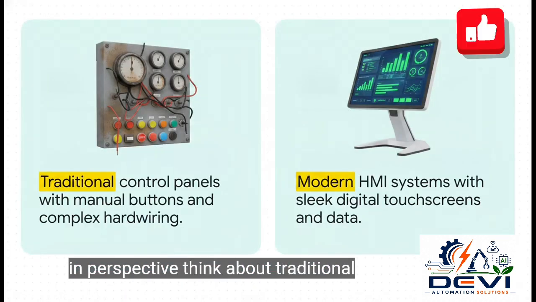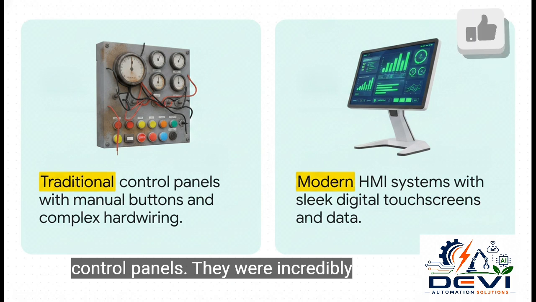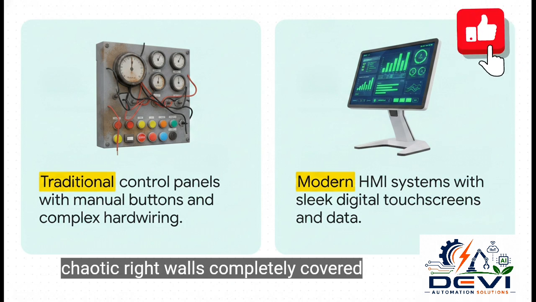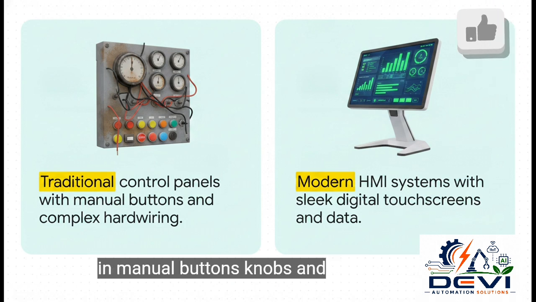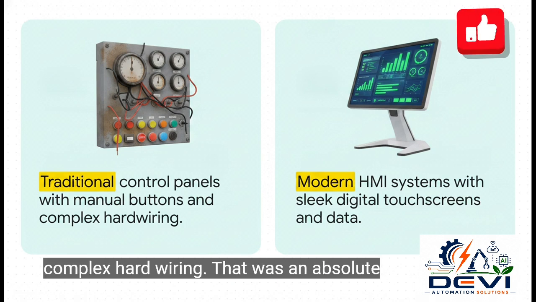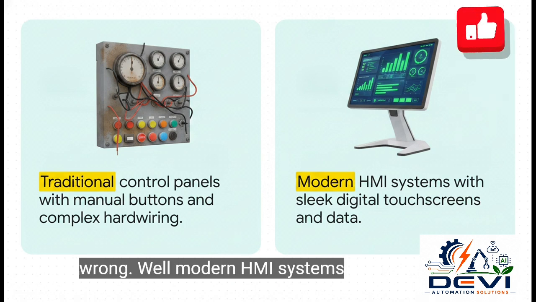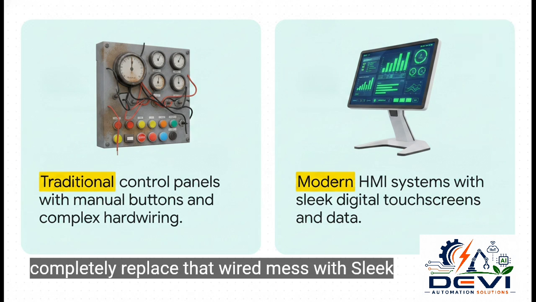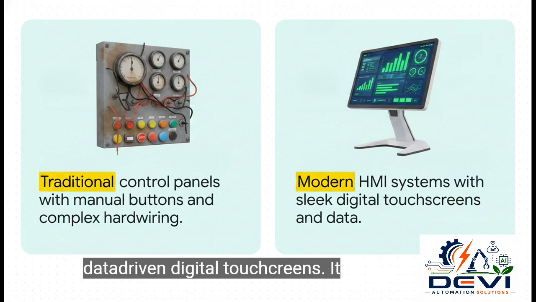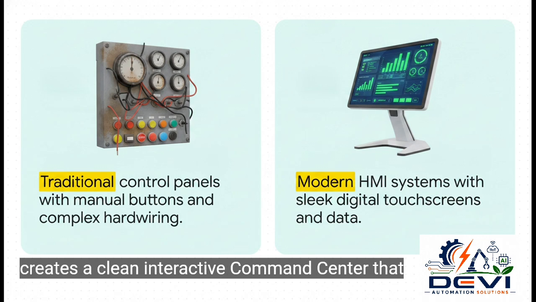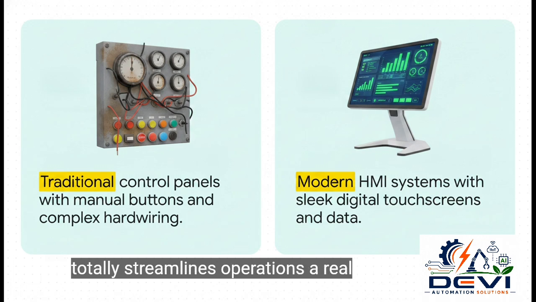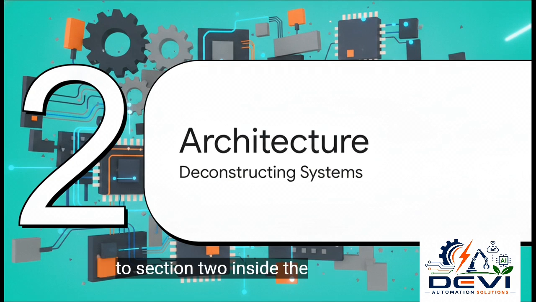To put it in perspective, think about traditional control panels. They were incredibly chaotic, right? Walls completely covered in manual buttons, knobs, and complex hardwiring that was an absolute nightmare to trace or fix if something went wrong. Well, modern HMI systems completely replace that wired mess with sleek, data-driven digital touchscreens. It creates a clean, interactive command center that totally streamlines operations. A real game changer.